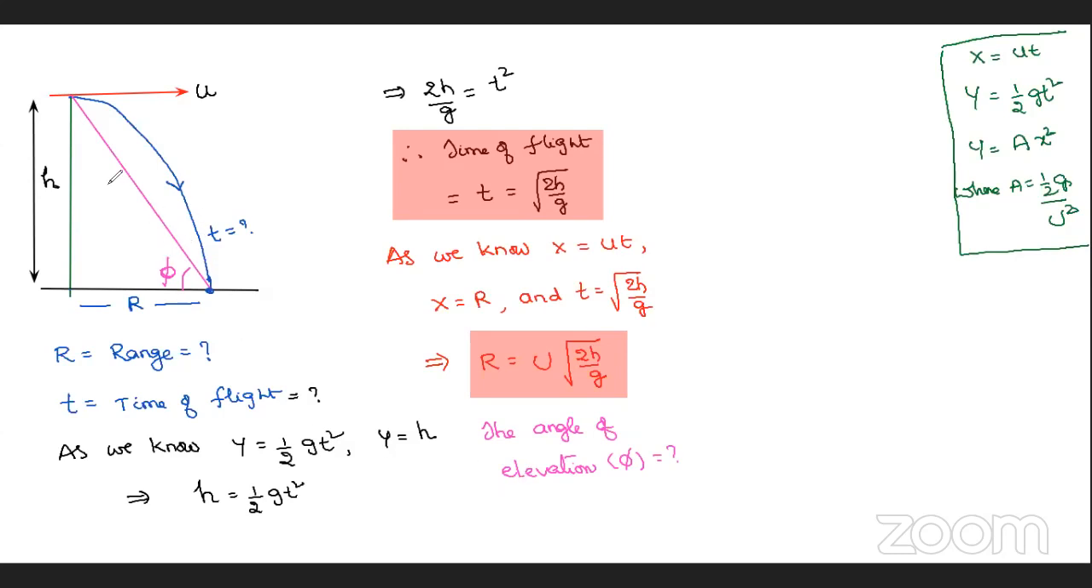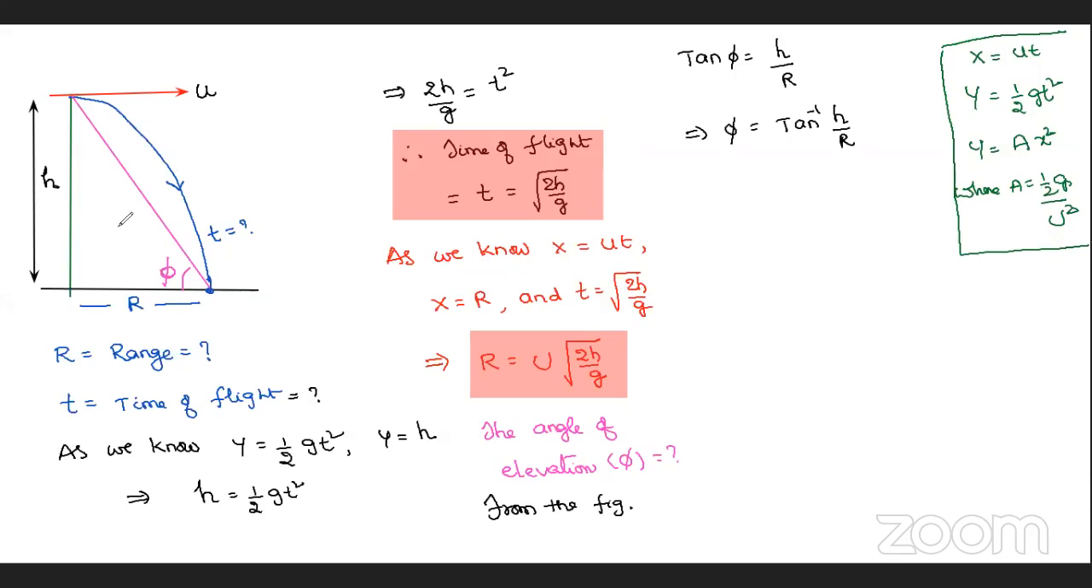You are using a right angle triangle, tan phi. So here the angle of elevation you can directly say, tan phi from the figure, we can say tan phi is equal to opposite side by adjacent side, h by r. That implies phi is equal to tan inverse h by r. Okay, very good.